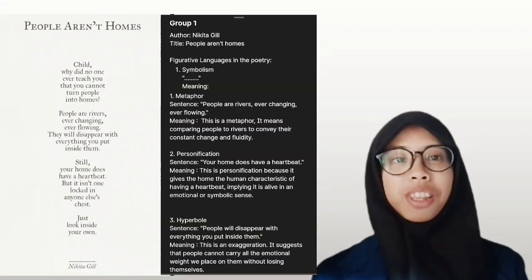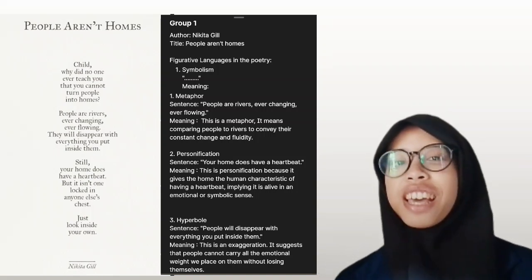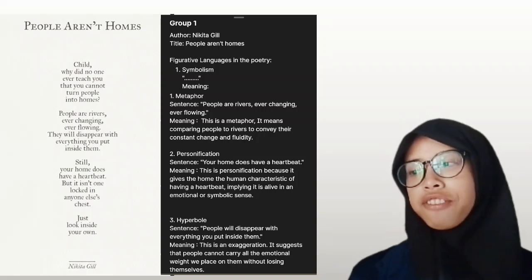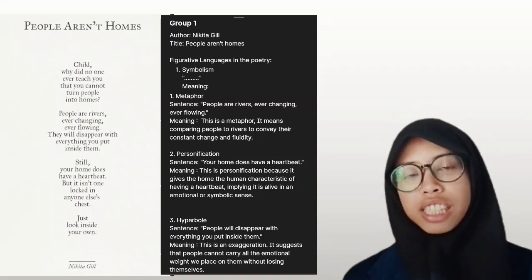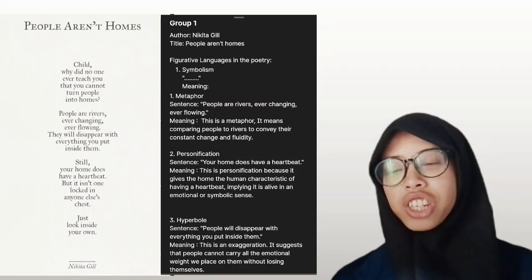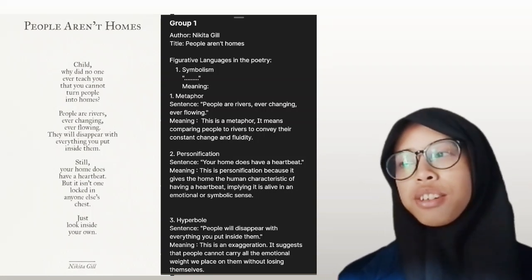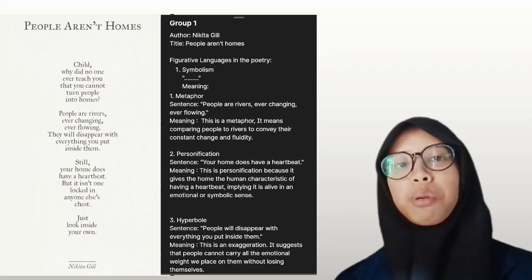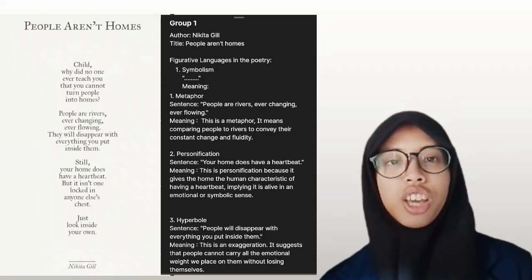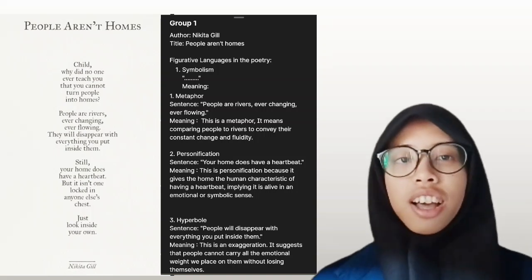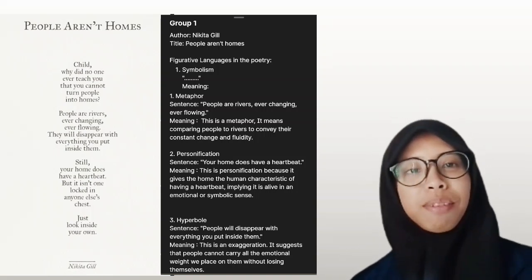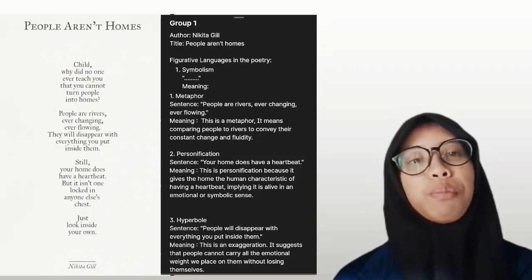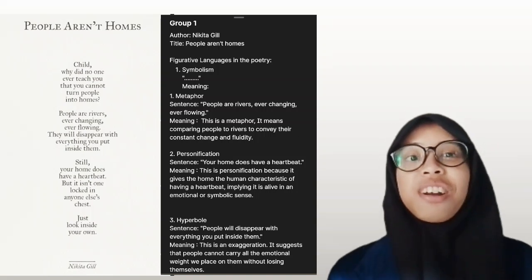Okay, thank you Group 1 for the explanation of the result. Now let's analyze together the result by Group 1. They find the first thing is metaphor, in the sentence "people are rivers, ever-changing, ever-flowing." This is a metaphor comparing people to rivers to convey their constant change and fluidity. So this is indeed a metaphor, yeah? Because it compares people and rivers directly, not using "as" or "like," okay?